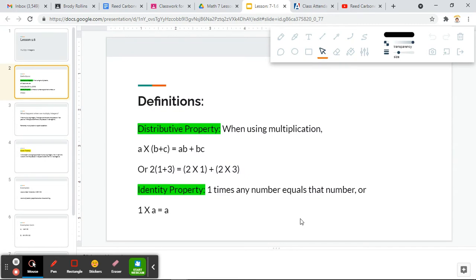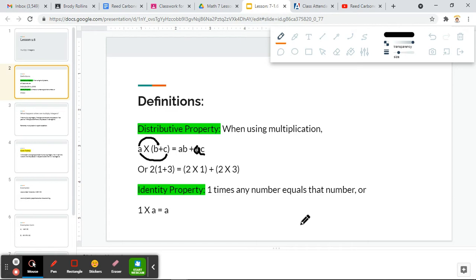So starting with our definition here, we have two different definitions for us. We have the distributive property and we have the identity property. So our distributive property tells us that when we multiply a times (b plus c), what we really can do is a times b plus a times c. That should be an a right there.